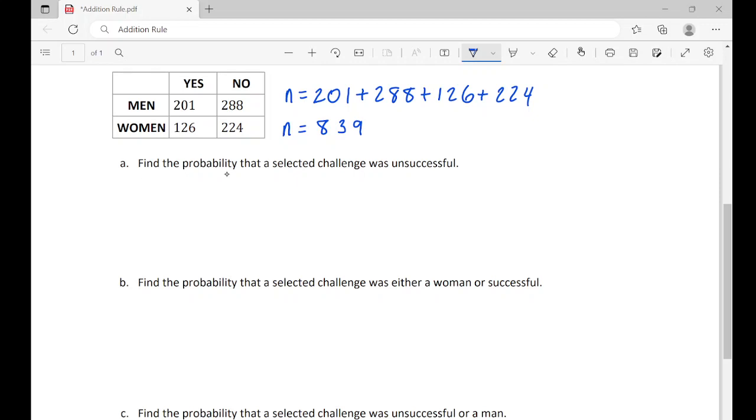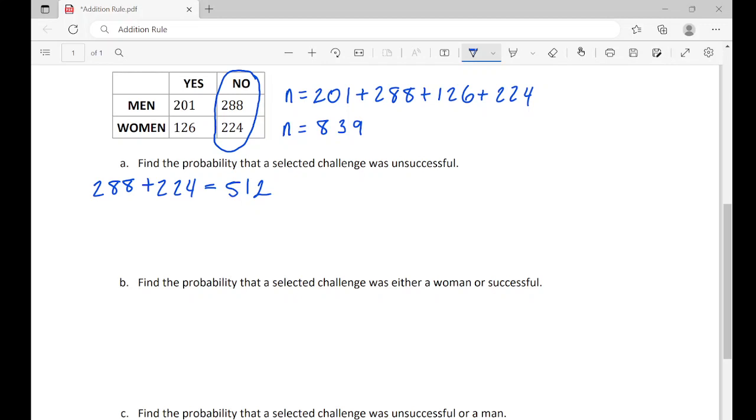So we're going to find the probability that a selected challenge was unsuccessful. Well, all the unsuccessful challenges are under no, so it's these two numbers here. We're going to take these two, 288 and 224, and add them together. And when we do that, we're going to get 512.